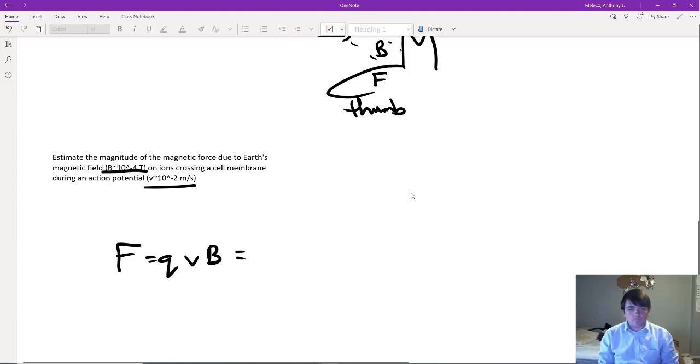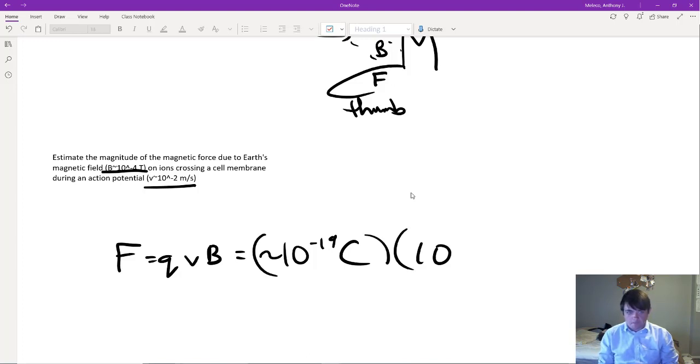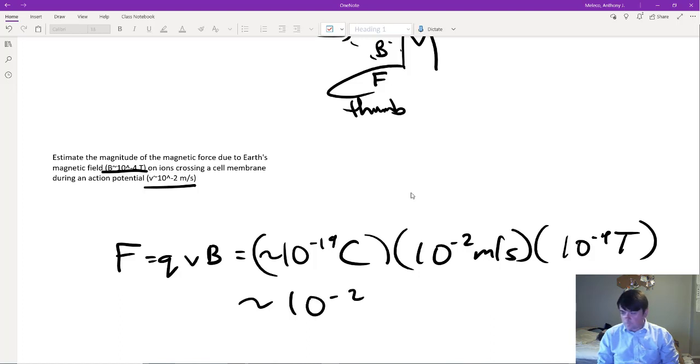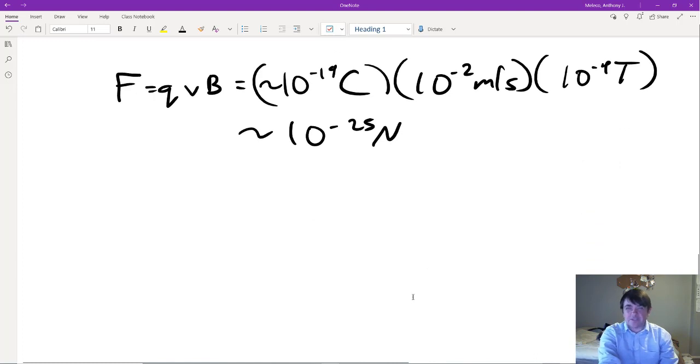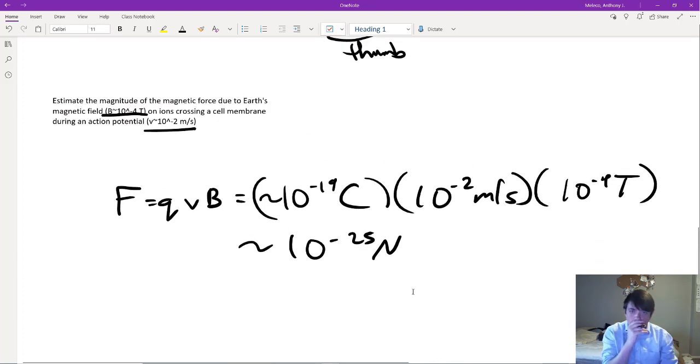So the charge is going to be 10 to the minus 19 coulombs, usually what you're assuming here, unless explicitly told otherwise. V is 10 to the minus 2 meters per second. Again, we're given that. And then B is 10 to the minus 4 Tesla. And so what's the force there? 10 to the minus 25 newtons. Okay, so it's a really, really small force that we're talking about here.